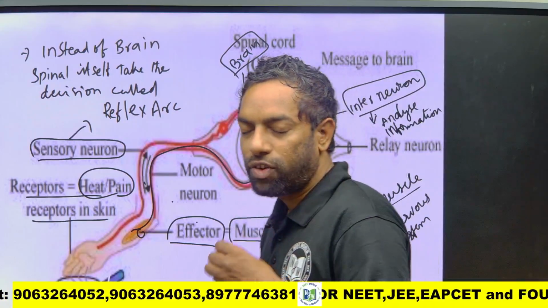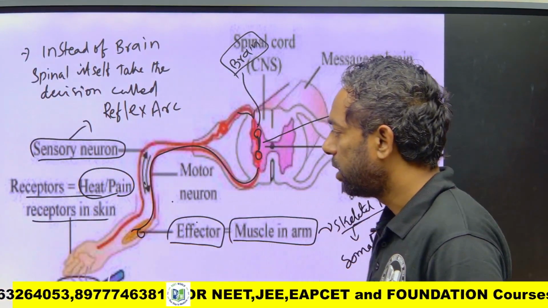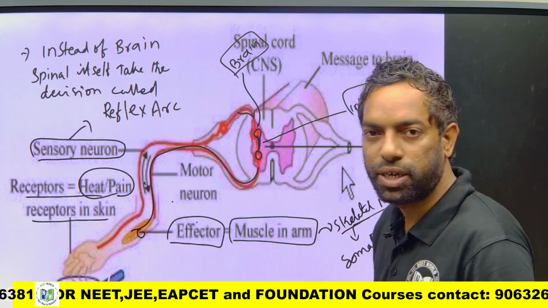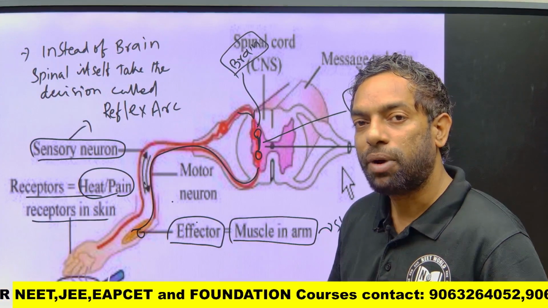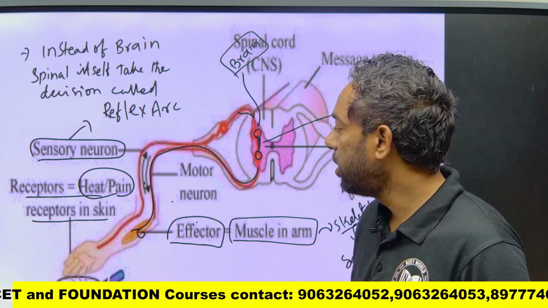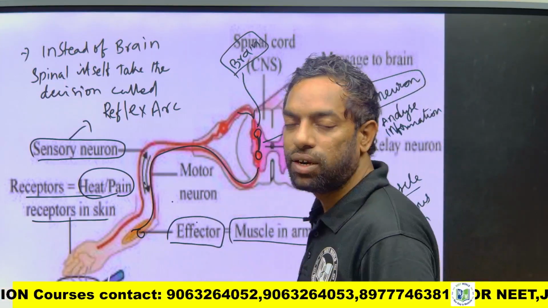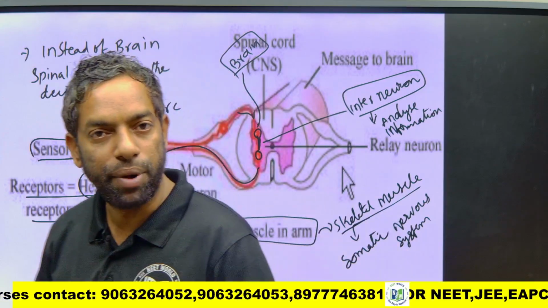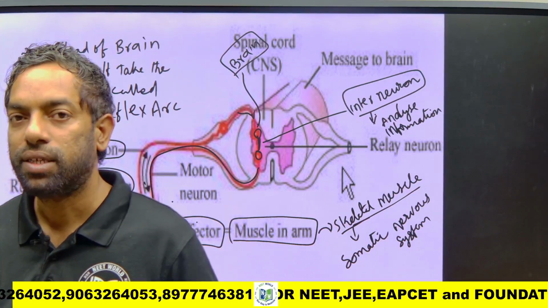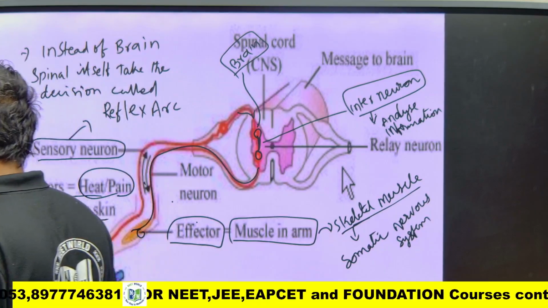Understand? Reflex arc means if there is any experience like heat, the receptor takes the pain as sensory information towards the spinal cord. The spinal cord analyzes what happened, takes the decision, and sends the signal to the motor neuron. The signals do not reach the brain. In some emergency cases, the spinal cord itself takes the decision, called the reflex arc. I hope you guys understand.